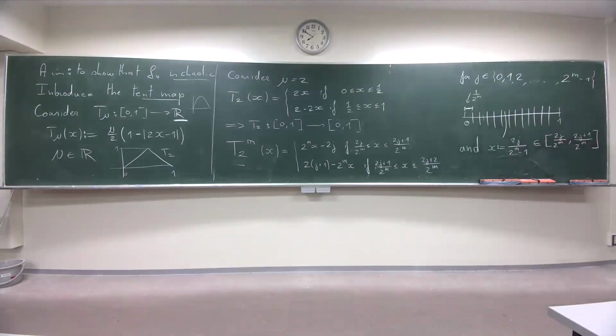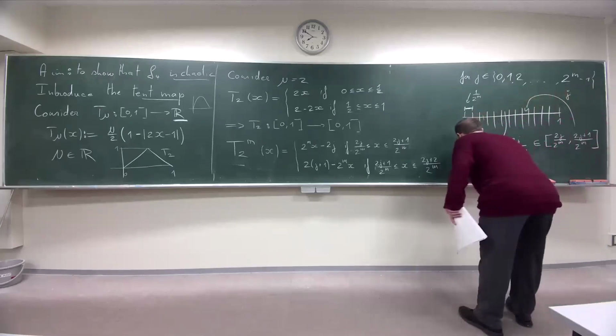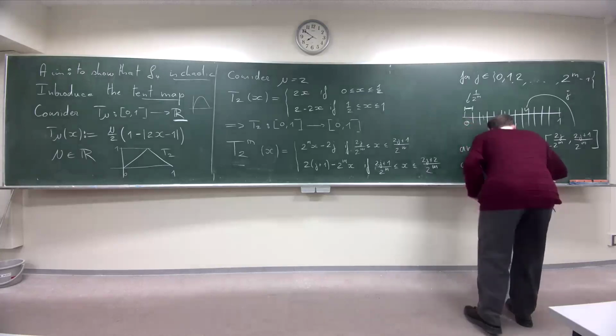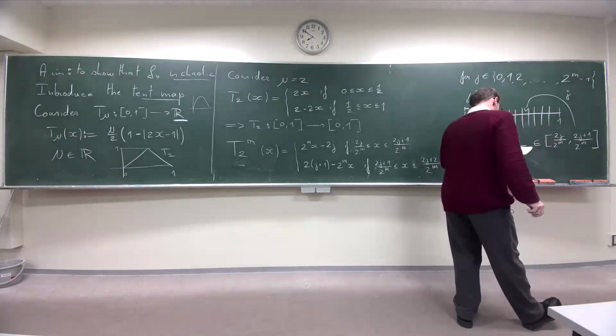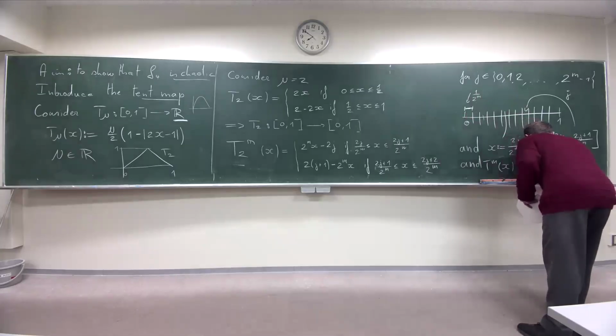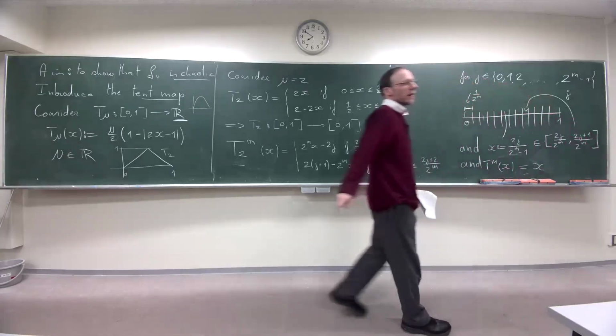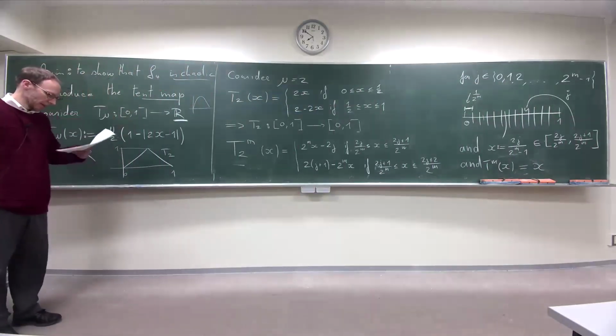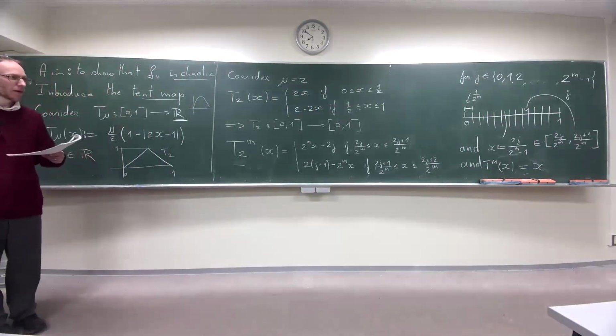So I'm claiming that this point is inside the j's interval. Let's say this is this one. And that Tm of x is equal to x. This is a computation you can do. This is easy. Checking that it's a fixed point is easy.